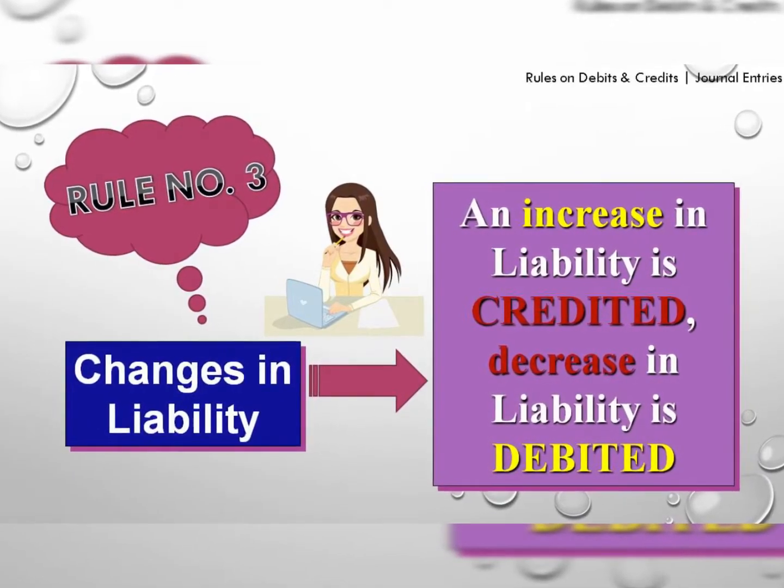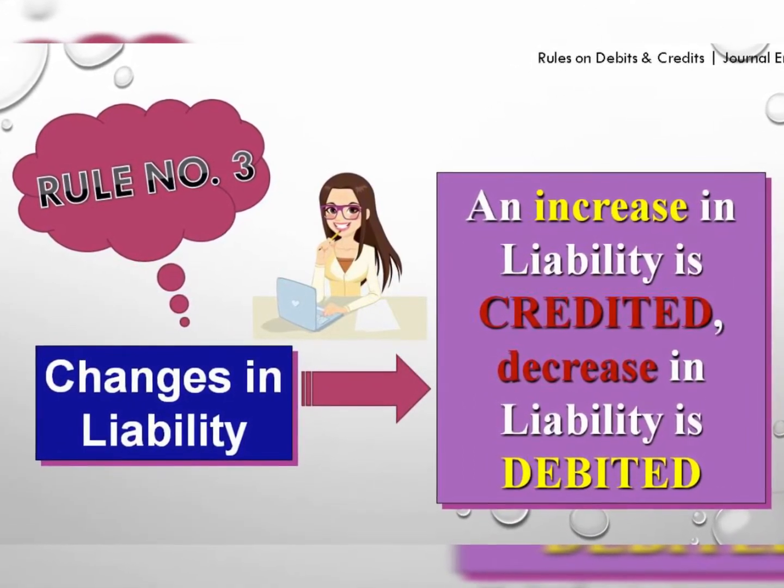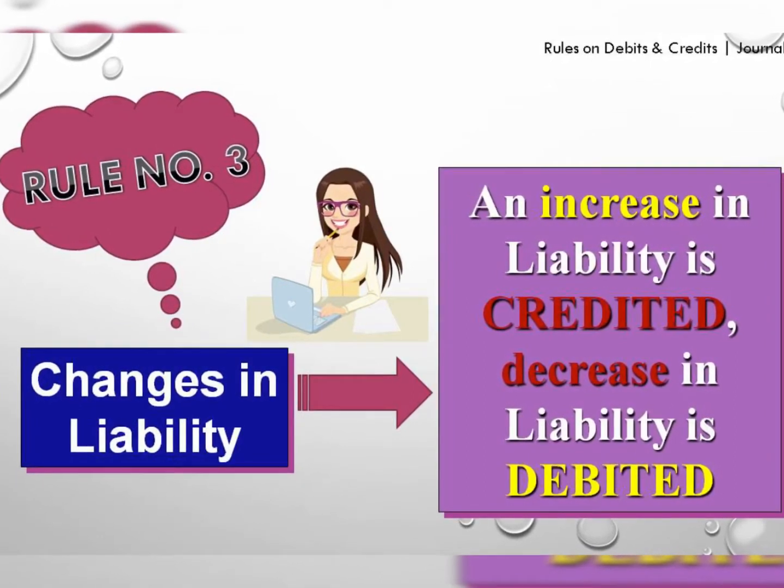Rule number 3. Changes in liability. An increase in liability is credited. Decrease in liability is debited.